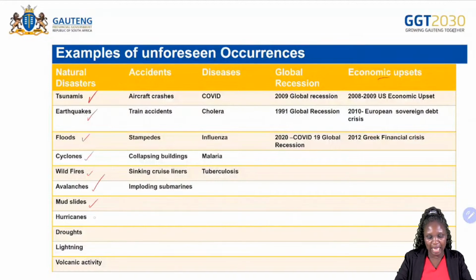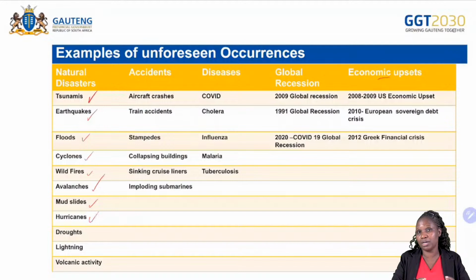Okay, and then we've got the hurricanes. When we're talking about hurricanes, they are prone in the United States of America. It is the heavy rains with a lot of wind. They destroy a lot of infrastructure. They kill a lot of people.